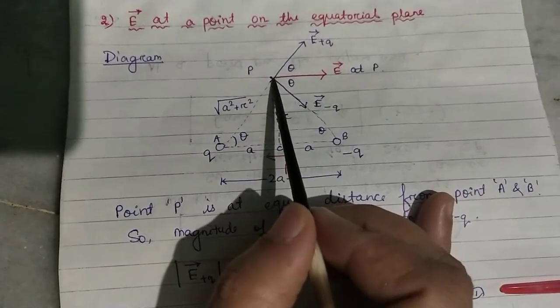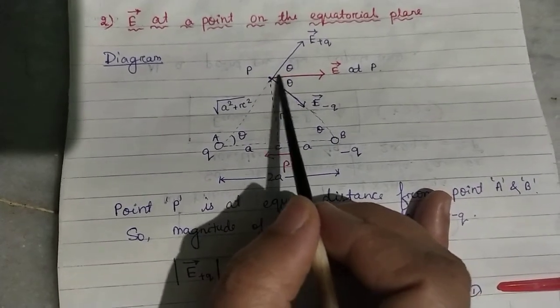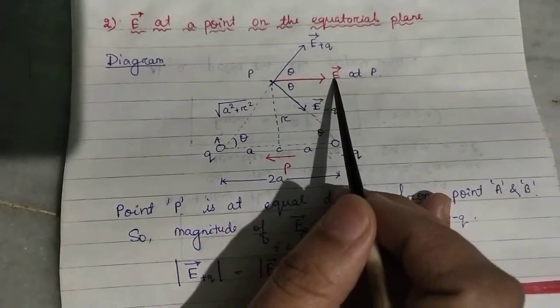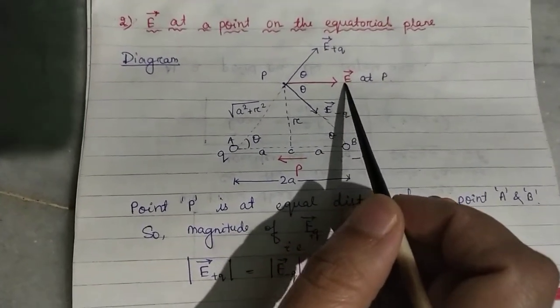So what will be the resultant at point P? The resultant at point P will be in the middle of E plus Q and E minus Q, which I have written with a heading, that is the E vector.